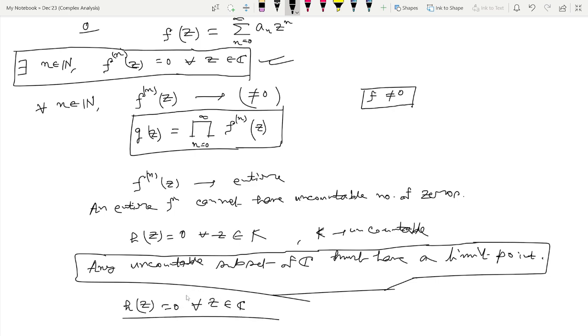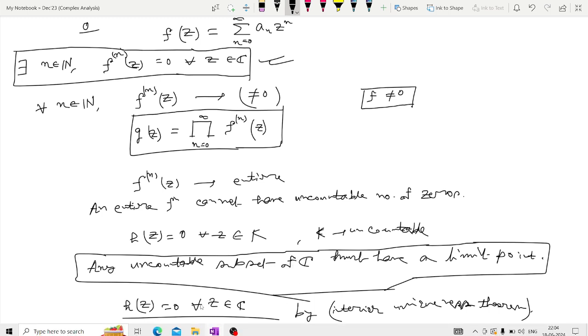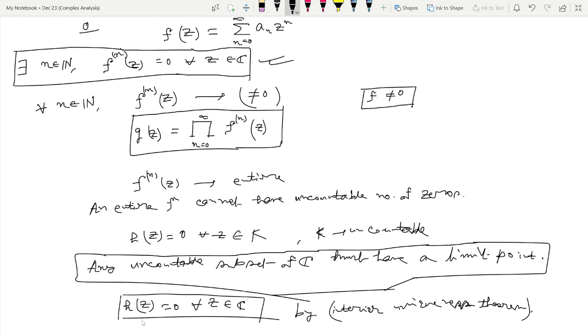Why can we say this? This we can say by the interior uniqueness theorem. This is a famous theorem in complex analysis. The interior uniqueness theorem says that if two functions coincide on a set having a limit point in a domain, then these two functions coincide on the whole domain. So here the domain is the complex plane C, and K is that uncountable set which has a limit point. As the zero function and h coincide on K which has a limit point, h and the zero function will coincide on the whole complex plane. That means h(z) = 0 for all z belongs to C. So h will be identically 0.